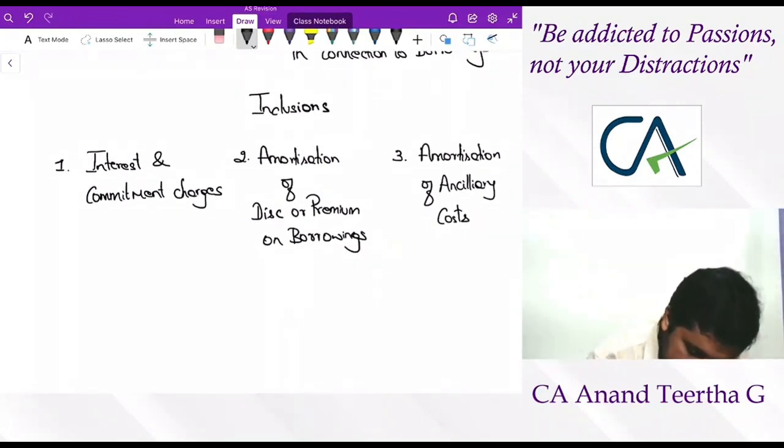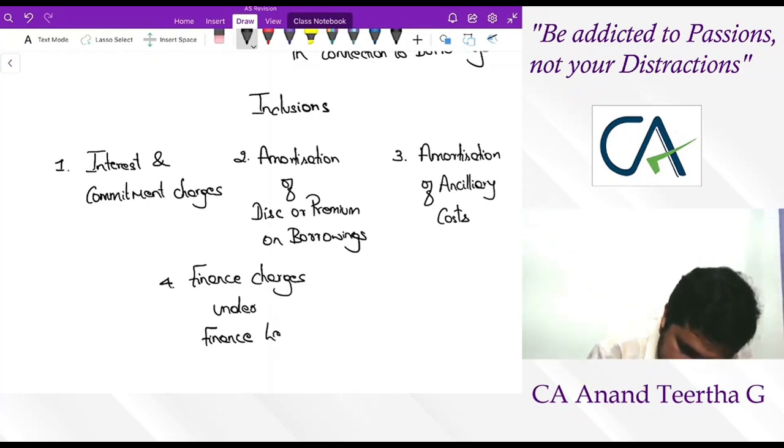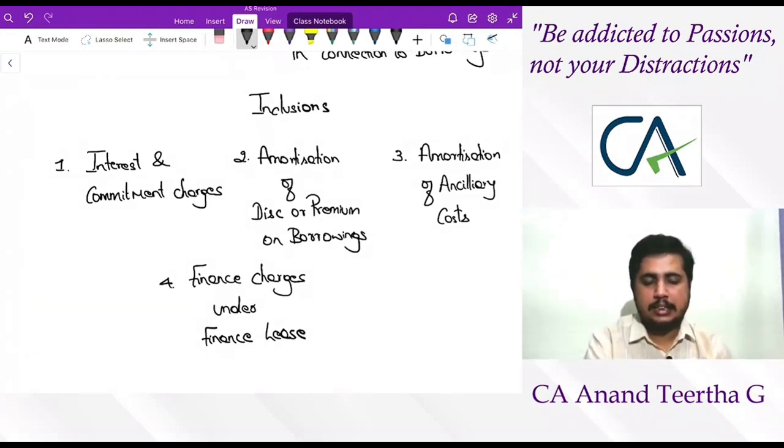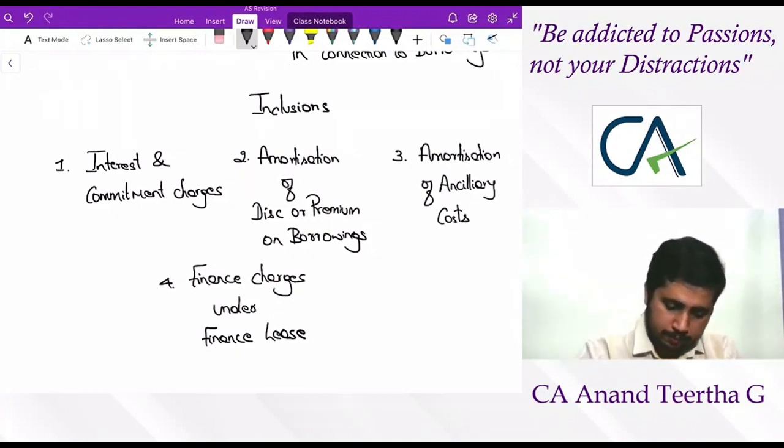Then fourth one, finance charges under finance lease. I will not explain this in much detail because it's a part of second group standard AS 19, which talks about leases. If there is a finance lease, then the expenditure incurred, the lease rentals or whatever it is, are merged together and you call that a finance charge. So finance charge under finance lease will be a borrowing cost.